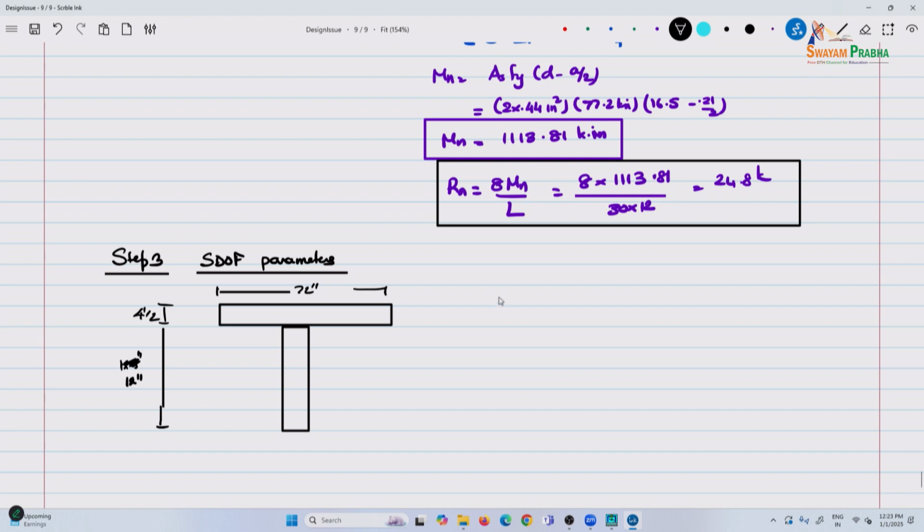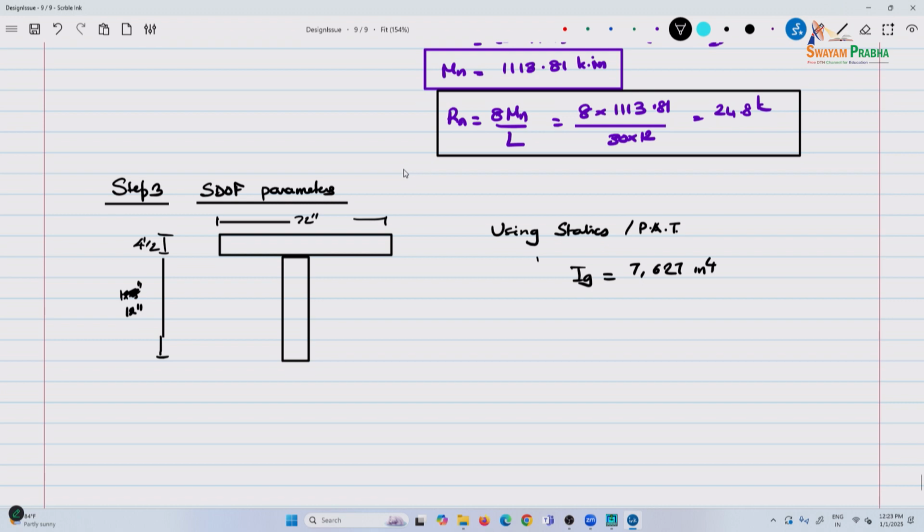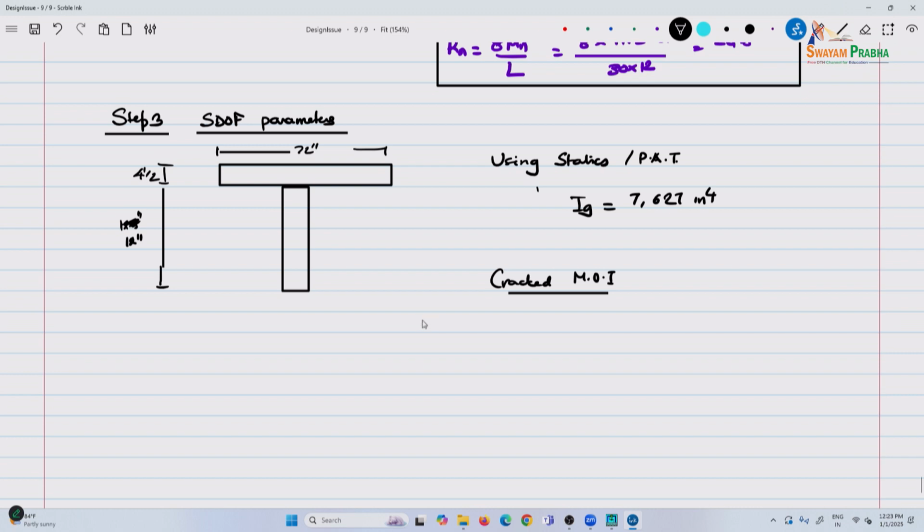So, using statics, parallel axis theorem, etc., we can find the Ig. This comes to 7627. Then for the cracked moment of inertia, it's the same process. I think all of you would have, at least from civils, you would have done it. I'll just give the schematic and then skip over the details. If you want it for completeness, I can provide it.